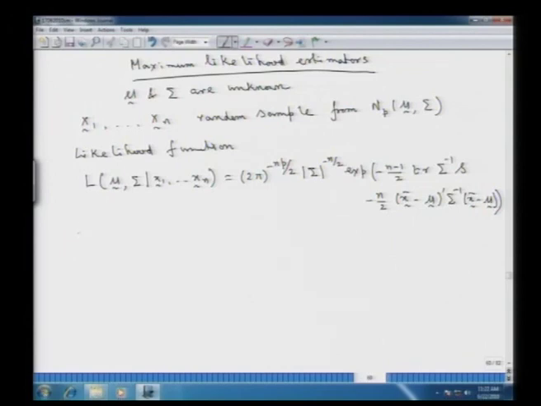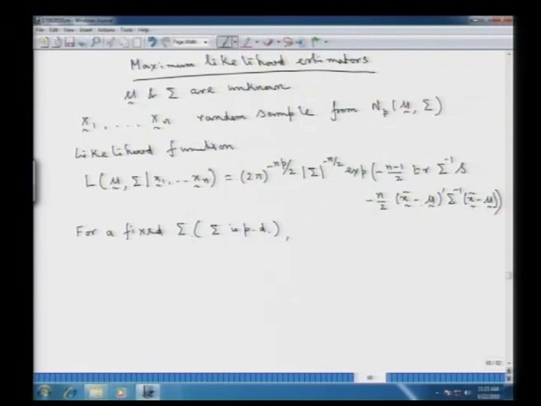Now, we note the following, that for a fixed sigma, positive definite, we will have the quantity which is here.